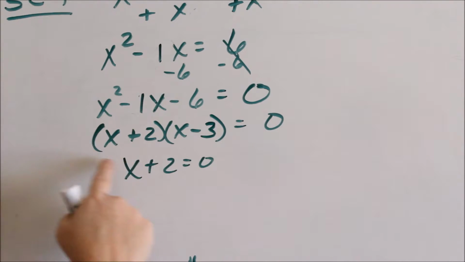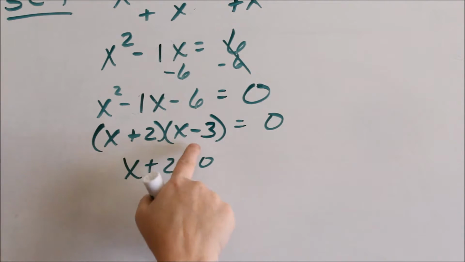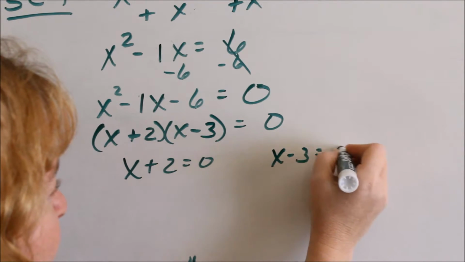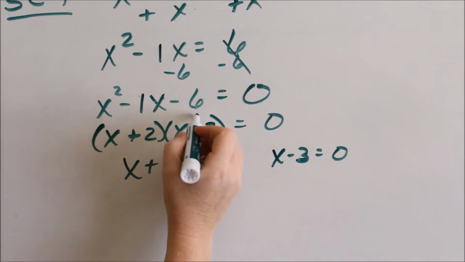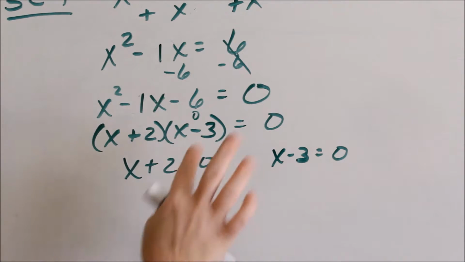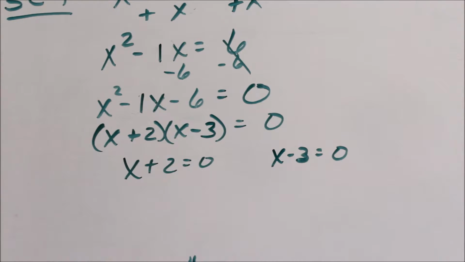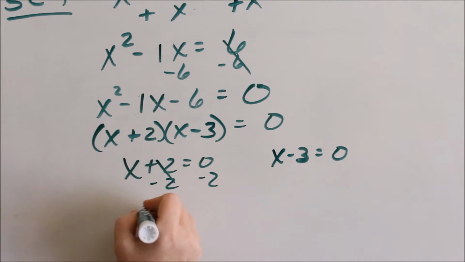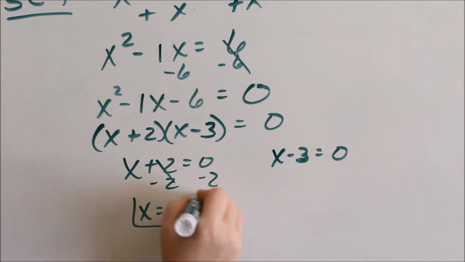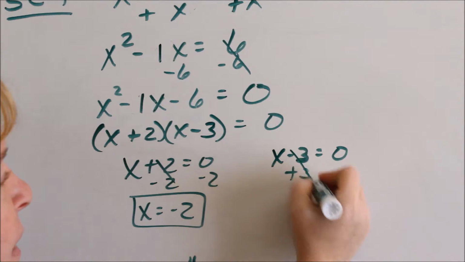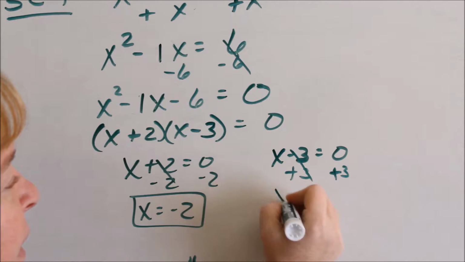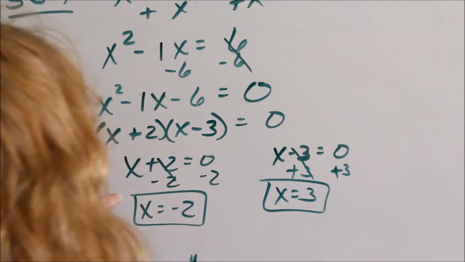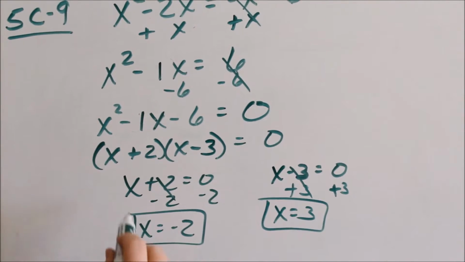So we say, okay, if x plus 2 equals 0, then what if this other parentheses equals 0? So we say x minus 3 equals 0, because that means this is 0, and 0 times anything is 0, and it makes the statement true. Now you just use algebra to solve. Subtract 2 from both sides, and x equals negative 2. Here you add 3 to both sides, and x equals 3.